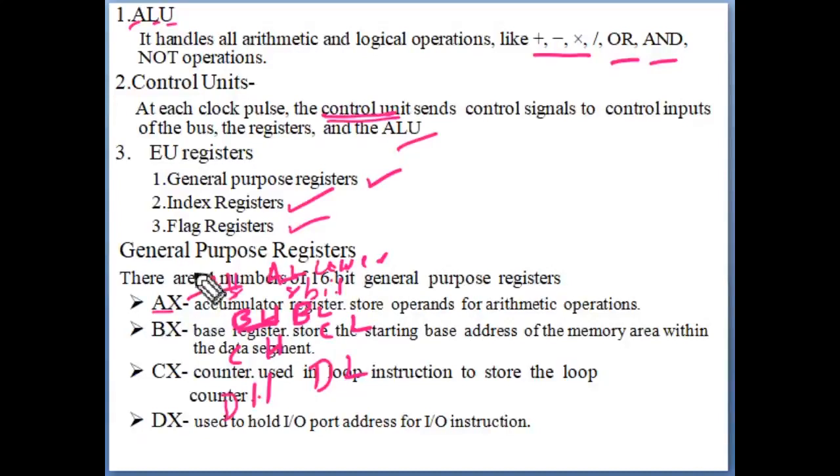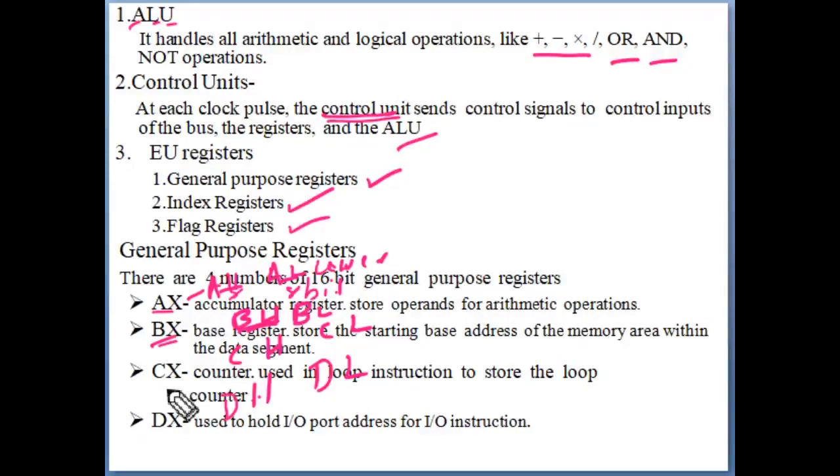Then the second part is base register. What is base register? Base register stores the starting base address of the memory area of the data segment. I will discuss what segments are available in the bus interface unit. Basically your data is divided into different parts, different segments, and it indicates the starting address of the data segment. I will discuss that.